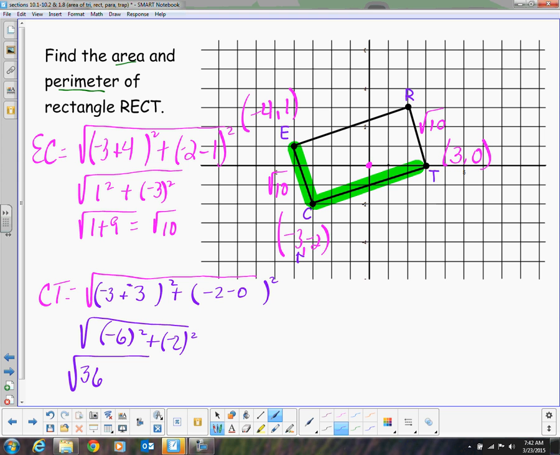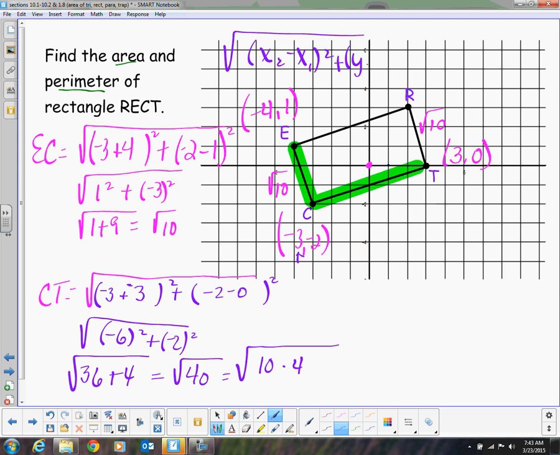which is the square root of 36 plus 4, which is the square root of 40. What are the factors that multiply to give me 40, Leslie? Why did you start with that x instead of y's? Because this formula is x2 take away x1 squared, that is y squared. It doesn't really matter who you start with because they're being added. Okay? All right, what are the factors of 10, Hope?